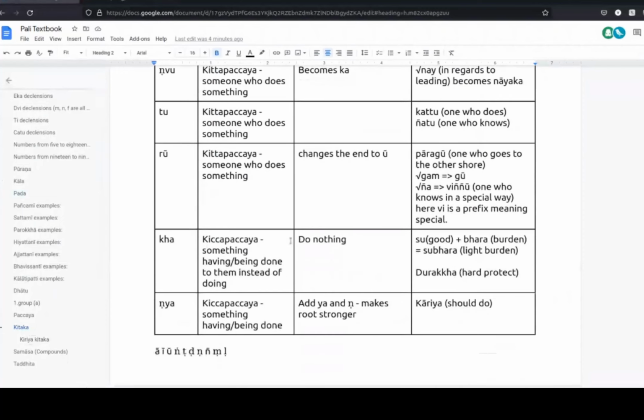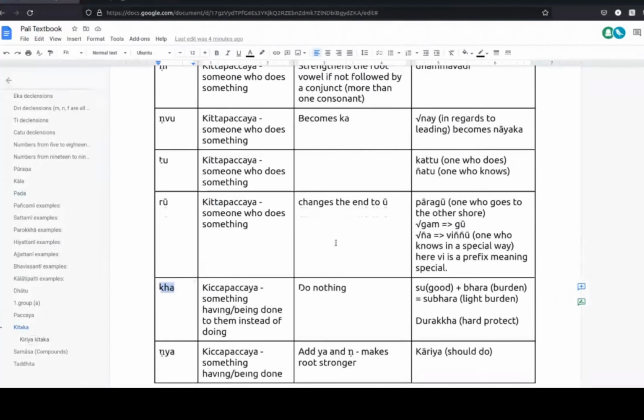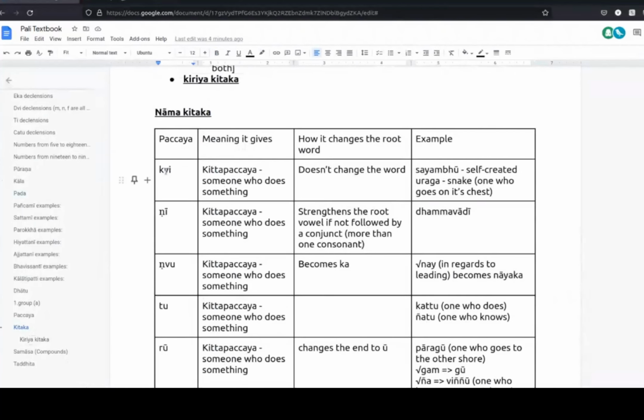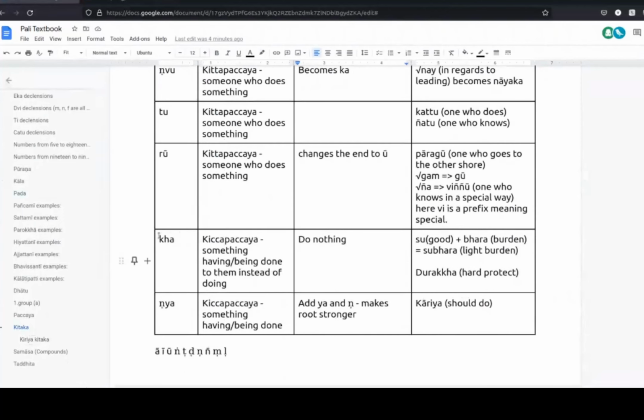Okay, so those are the Kitta Pachaya. Then you have Kitcha Pachaya. Here's one that is the same as Kvi: it does nothing, it doesn't change the word. Ka also doesn't, but it's Kitcha Pachaya. So it's not someone doing the thing. It's something that is having something done to it.